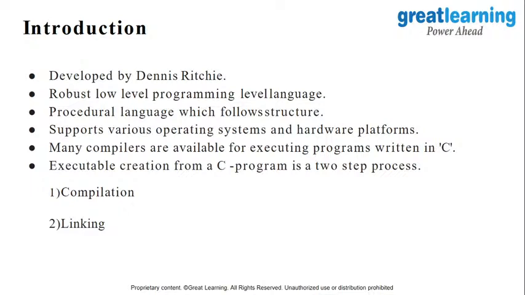Okay guys, so C supports multiple operating systems and hardware platforms. You can write it anywhere. Many compilers are available for executing programs written in C. What compilers do we have? We have Visual Studio, Code Blocks, and Dev C++. But if you ask me which is the best editor one can use, it will be Code Blocks. It is easy to use, and it downloads and installs in very little time.